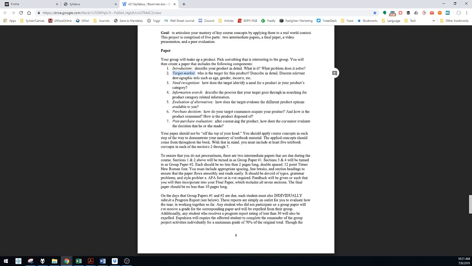Okay. APA format in this final paper is not required. Don't worry about it. It is required in the current issues papers, but not in this one.